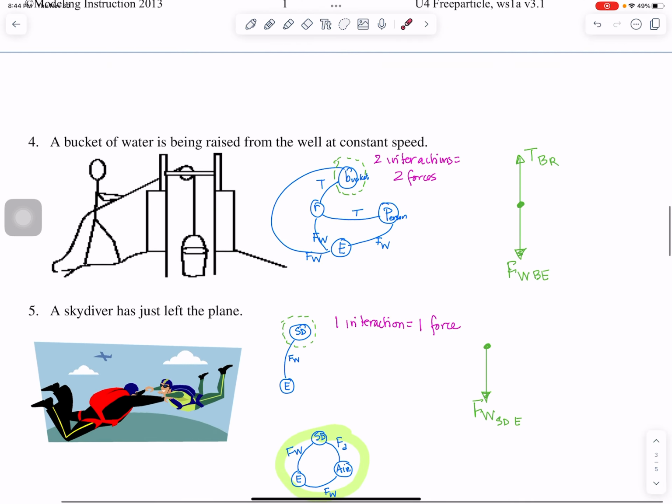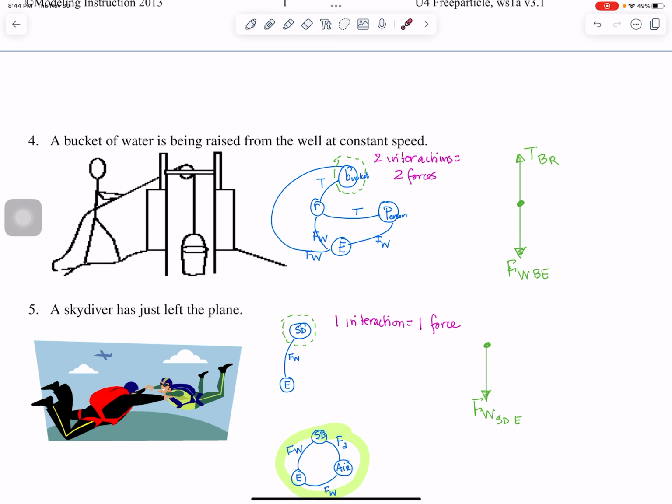Okay, a bucket of water is being raised from the well at constant speed. Boundary around. 2 interactions, 1, 2. So there are going to be 2 forces. I've got weight going down on the bucket by the earth. It's the same length as the tension going up on the bucket by the rope. Now, suppose that the bucket were accelerating downwards. How would the length of this arrow be different?